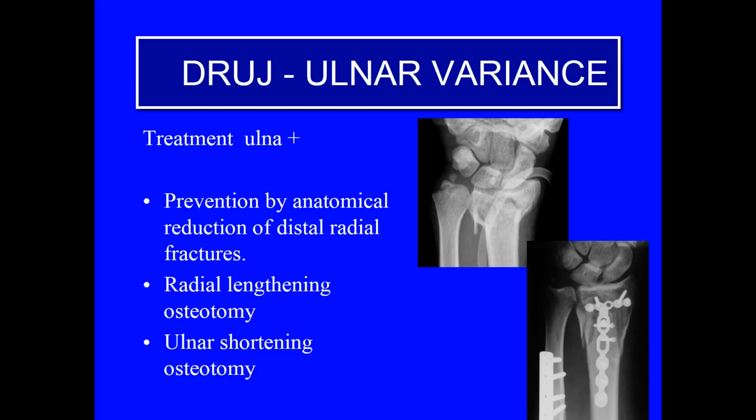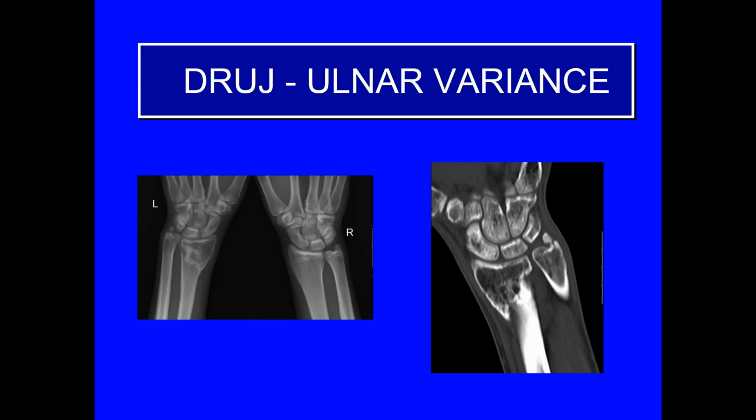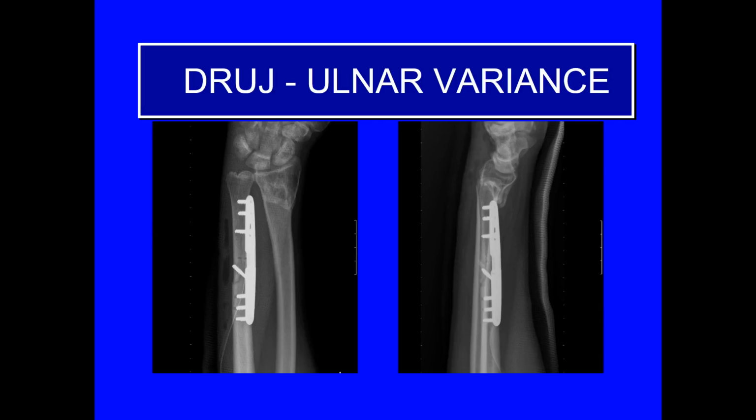So this is a patient that has a malunion of the distal radius. I haven't got the lateral view here, but you can see in the CT scan the articular surfaces have been reasonably well aligned. However, there's displacement of the ulnar styloid and there's shortening of the radius with about a 6 or 7 millimeter ulnar positive variance. And this patient I treated with the ulnar shortening osteotomy.